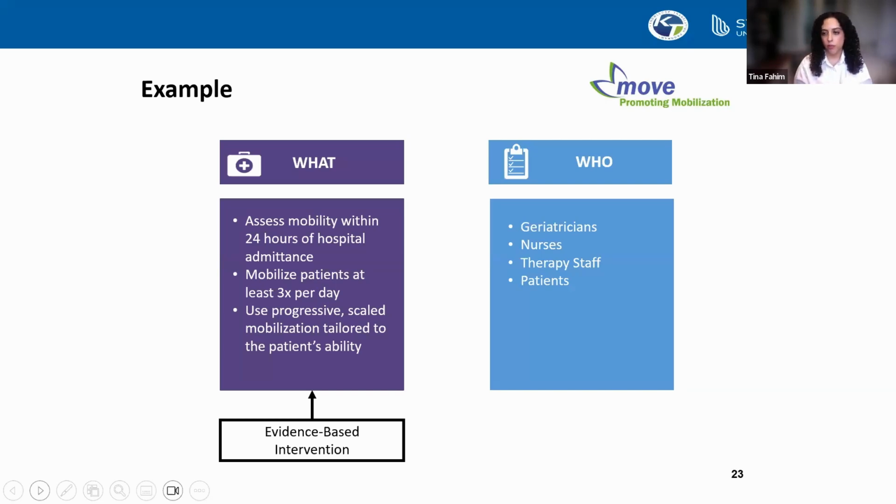And so the goal of the MOVE study was to support the implementation of a mobilization program for older adults across Ontario hospitals. And so the first step, if we're thinking about our key questions, is thinking about, well, what exactly do we want people to do? And so when we talk about these methods, I often say, if you're stuck in an elevator with somebody and you have 10 seconds to tell them what it is you want them to do, what are the specific practices that you're going to tell them?